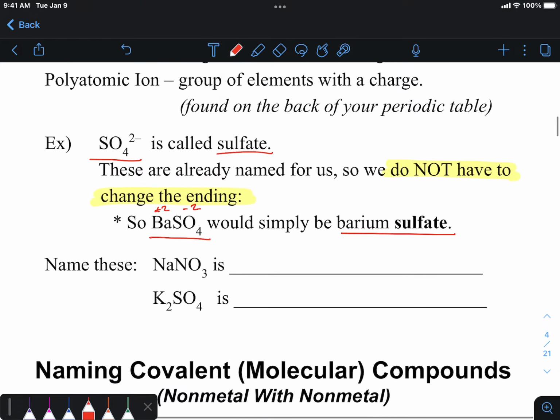Okay? So, NaNO3. You know what Na is. Find the name of NO3. It is called nitrate. So you look up the charges. The charge on nitrate is -1. The charge on sodium is an alkali metal, that's +1. Sodium only has one charge, so I don't need a Roman numeral for it, so I just call it sodium nitrate.